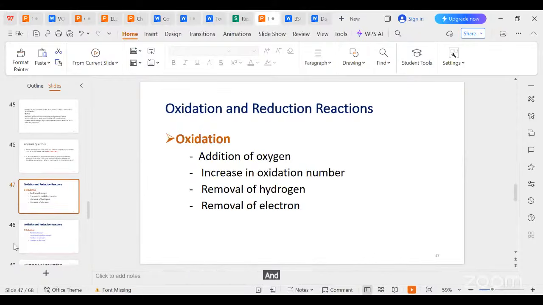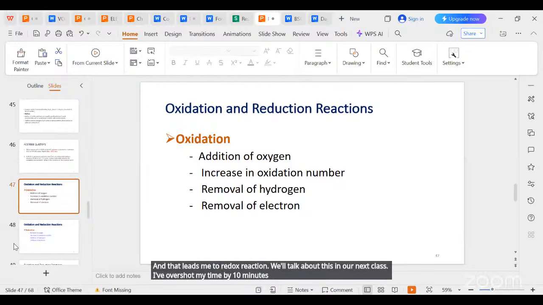And that leads me to redox reaction. We'll talk about this in our next class. I've overshot my time by 10 minutes. Please forgive me. It's because of exigency of time.